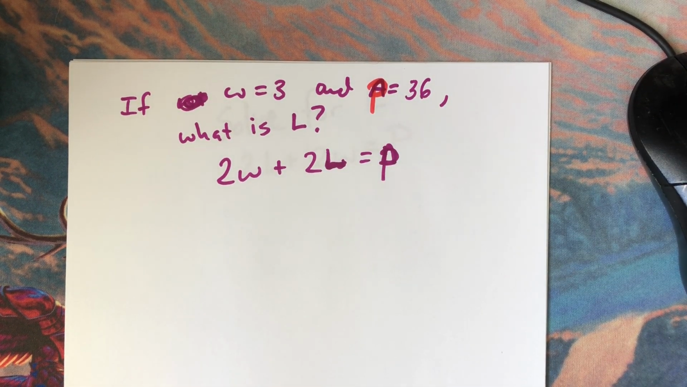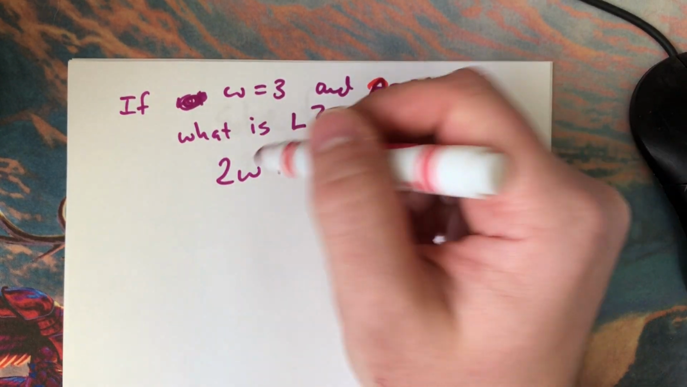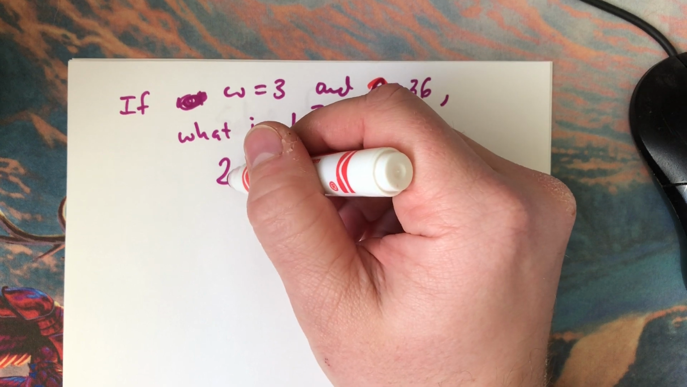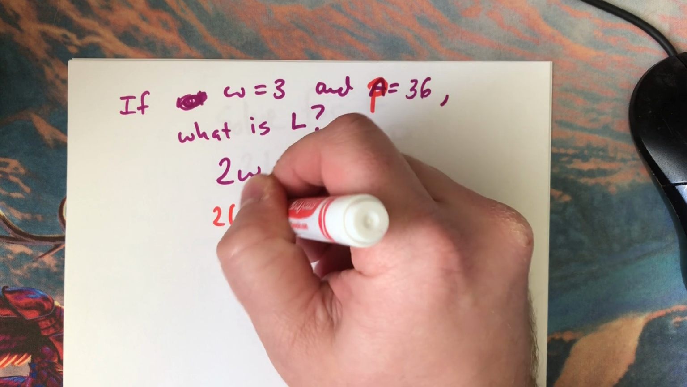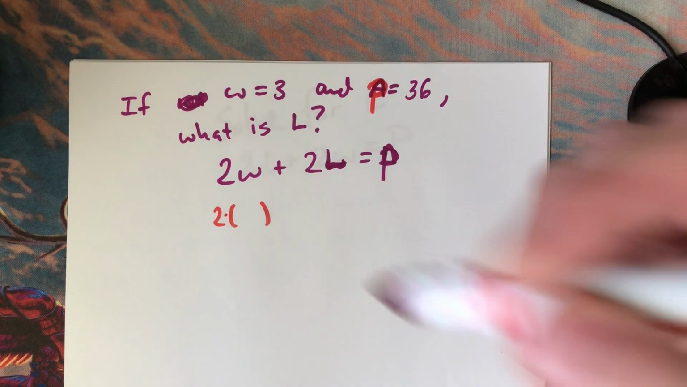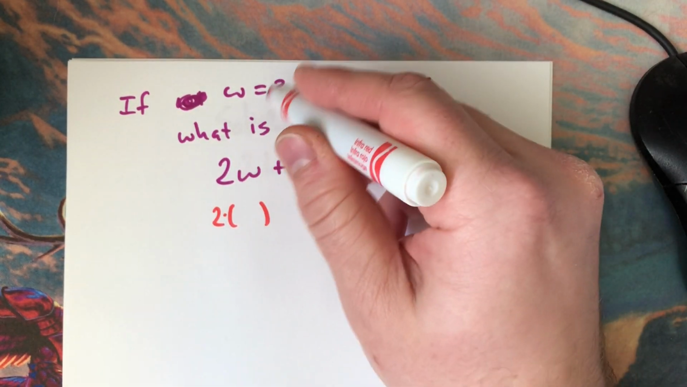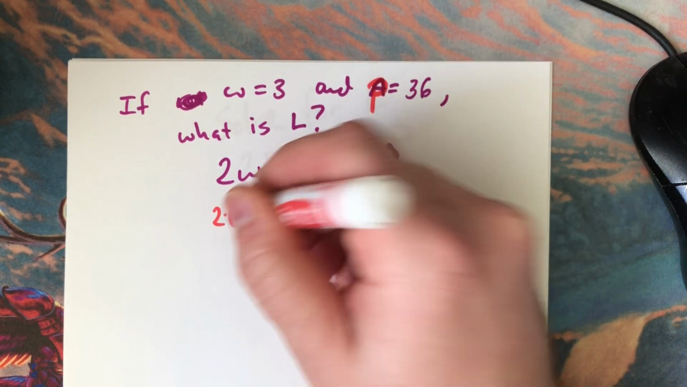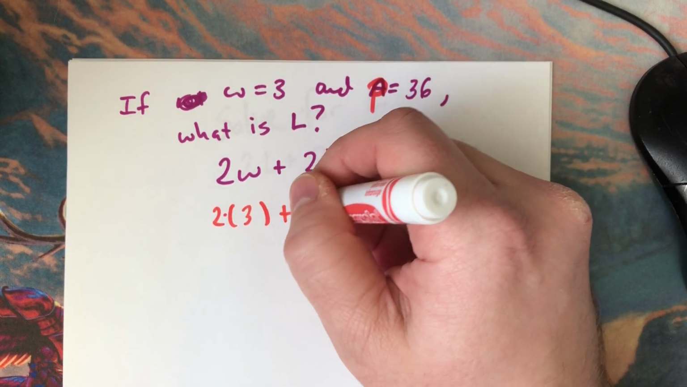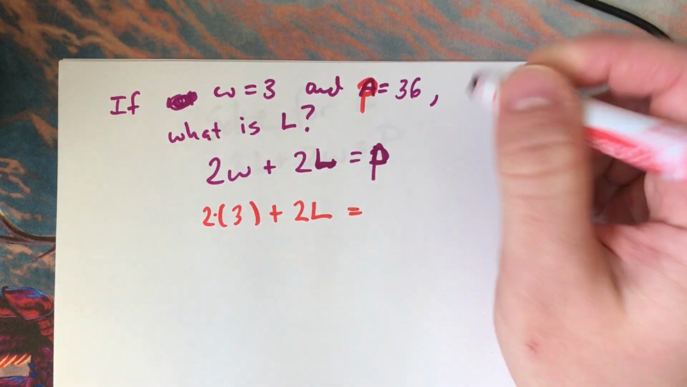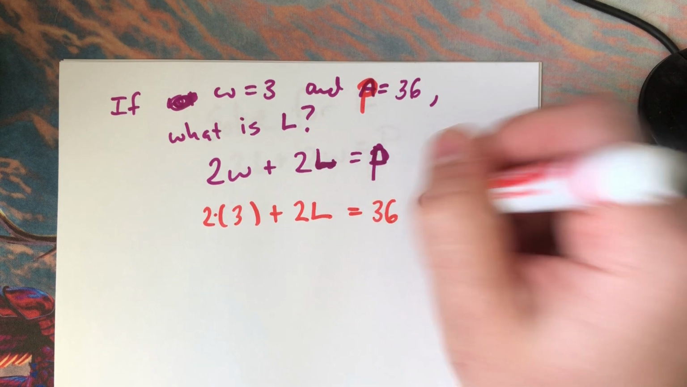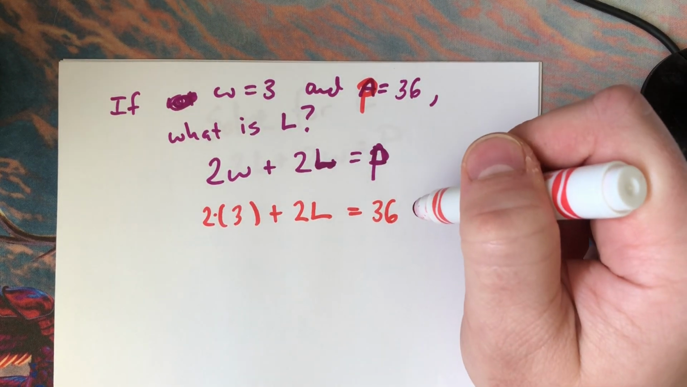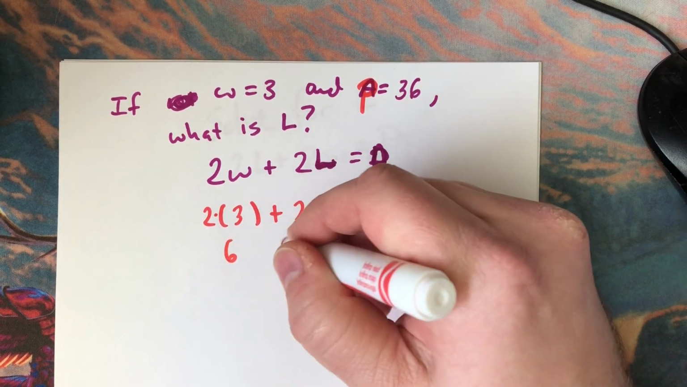That's a situation where we can actually substitute. 2W. Wait, what's between the 2 and the W? There's nothing written there. Like there's a plus written here, but there's nothing written here. Well, it's because that's actually times. So anywhere I see a W in here, I can put a 3. We don't know L, so I can leave that alone. And it says P is 36, so instead of writing a P, I can write 36. If I simplify this, 2 times 3 is 6.